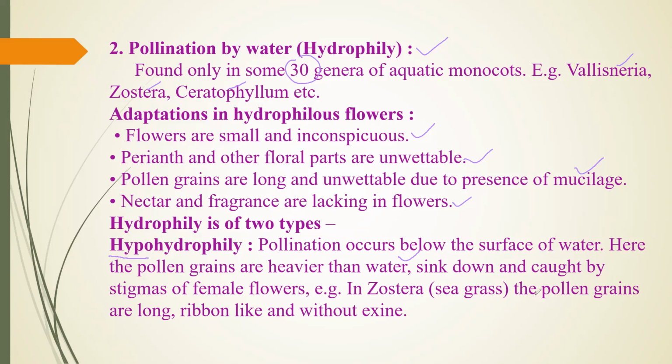For example, seagrass, in which pollen grains are going to submerge into the water. Below the water, and the pollination is going to be carried out there. म्हणजे pollination occurs below the surface of water. Here pollen grains are heavier than water. So pollen grains sink down and will be caught by the stigma of the female flower. In Zostera, seagrass, the pollen grains are long, ribbon-like, and without exine. Let's move to the next one.